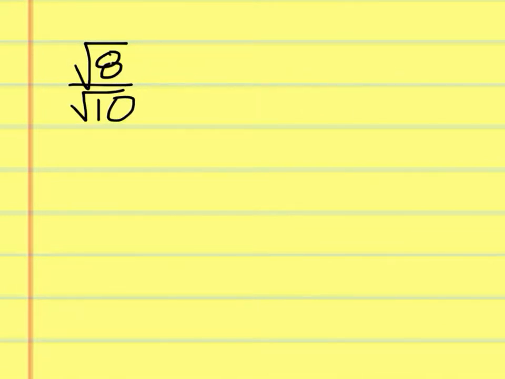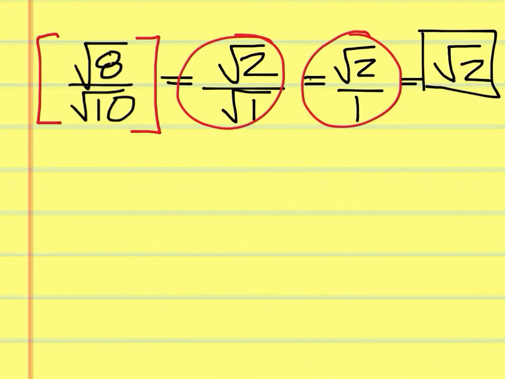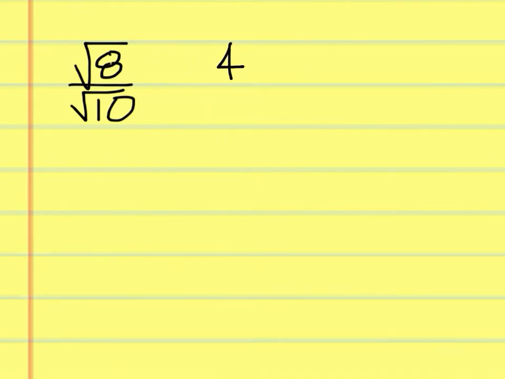In this case, you have the larger number on the bottom. And instead of multiplying the top and the bottom by the square root of 10, you want to try to simplify first. Cut them both in half, since 2 goes into both of them. If you do that, you get square root of 4 on the top and square root of 5 on the bottom.